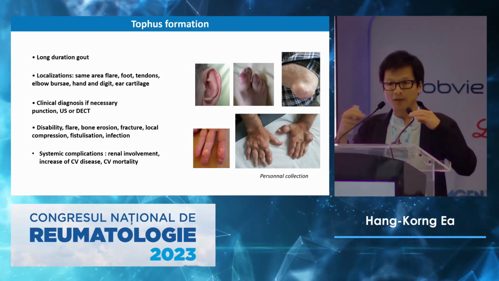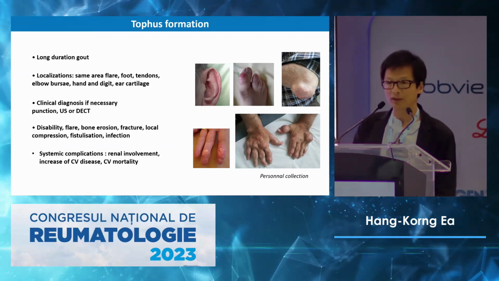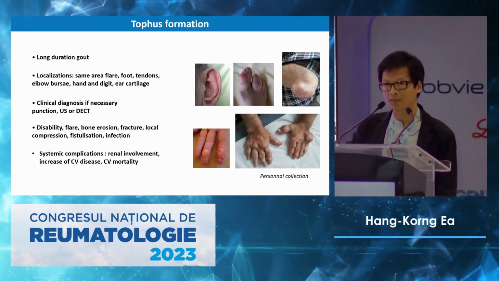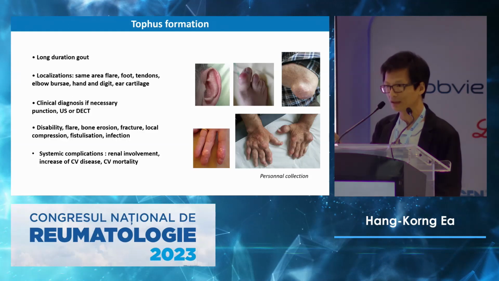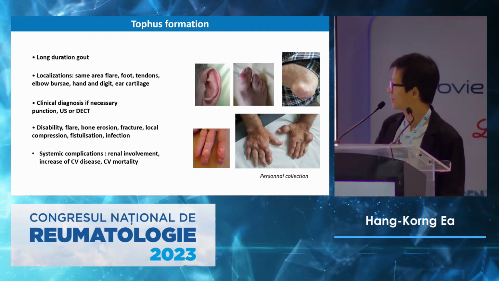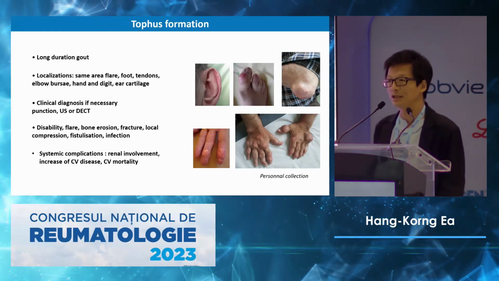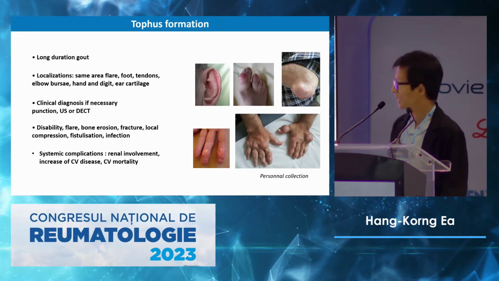So what is clinical tophus? We know that hyperuricemia is very important. We know also that the formation of the crystals is favored by the long duration of gout disease. So if you don't treat the hyperuricemia in patients, you will have patients with very severe disease with this tophus that we can observe by clinical examination.